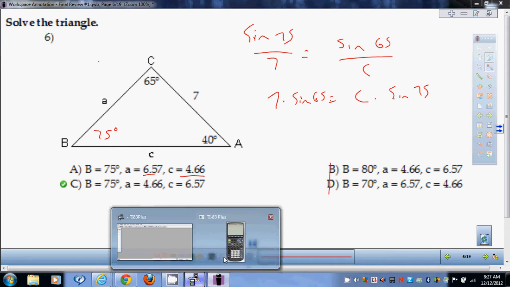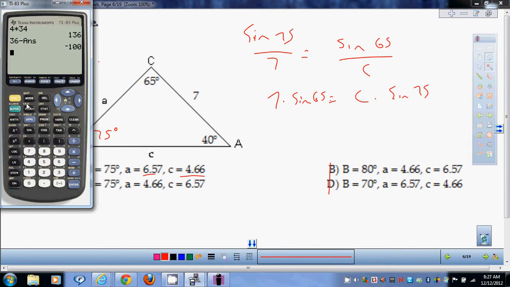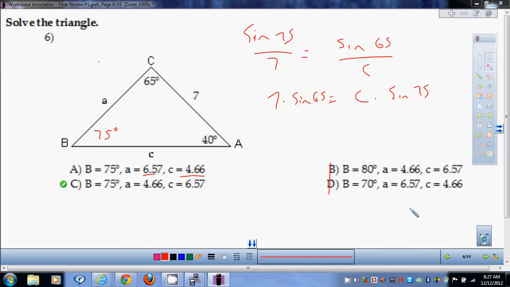And we're ready for the calculator. Make sure I'm in degree mode. I am. 7 sine 65 divided by sine 75. 6.57, which is what we got. So yes, the answer is C. And then you could do law of sines again to find the third side, if you needed to. But I doubt you will.